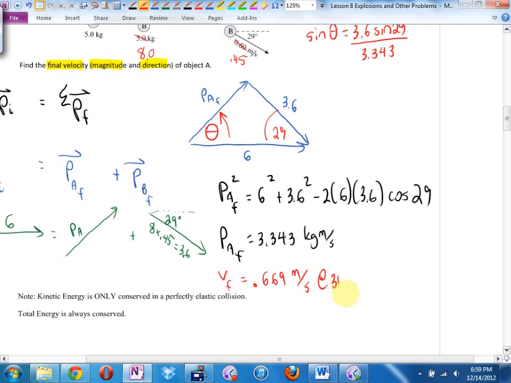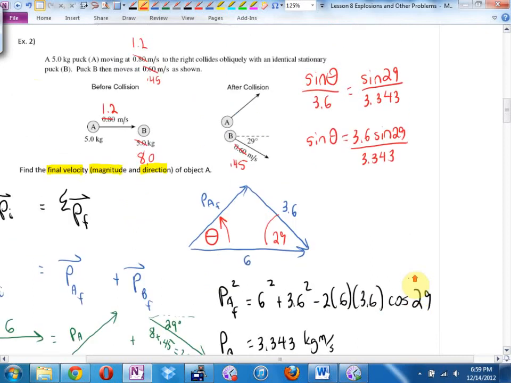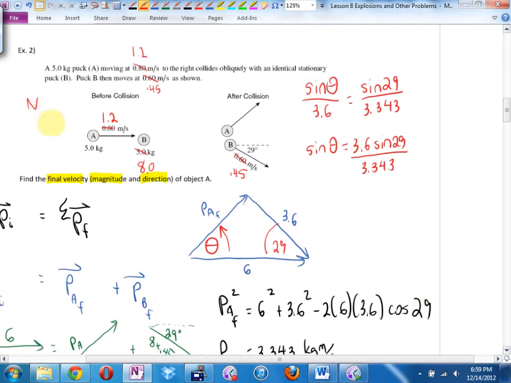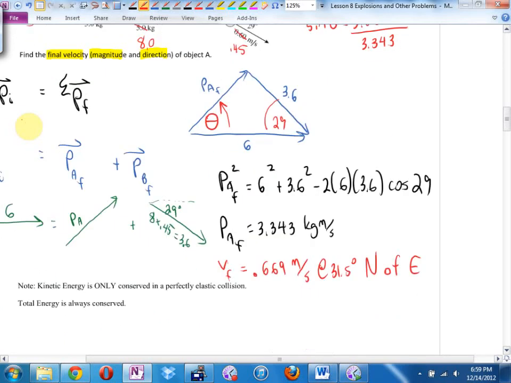At 31.5 degrees north of east. And you know what? I really should have drawn a little compass rose somewhere here to make sure I didn't make a sloppy mistake, because God knows I've done that very often. I think that's the answer.